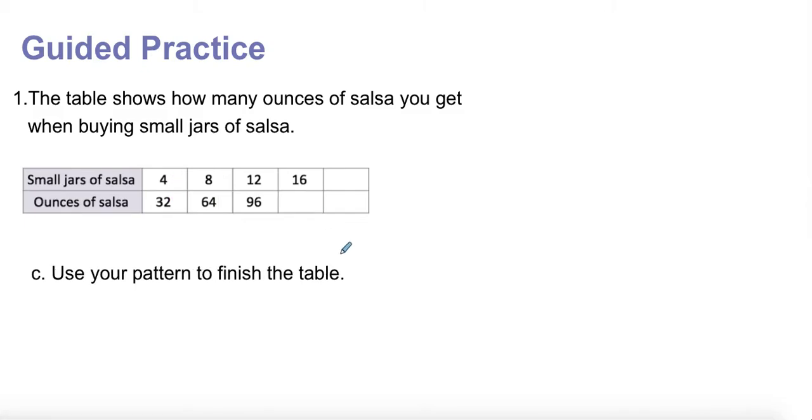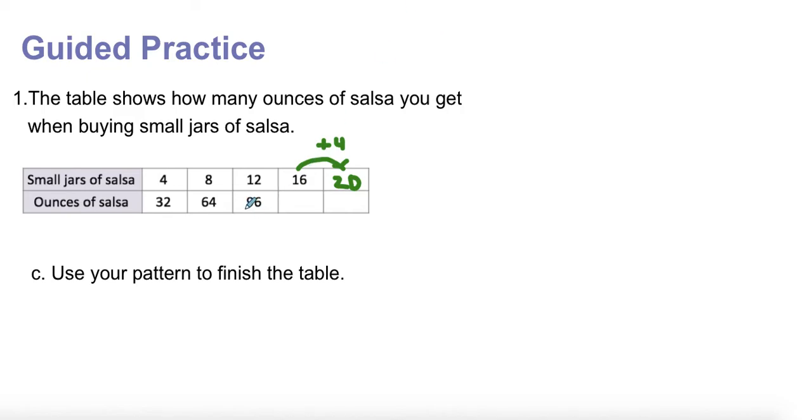Use your pattern to finish the table. I want you to pause this video and take a moment to try to fill it in yourself. When you are done, come back and let's compare your answers. So if we are completing the table, I'm going to use my pattern that we saw at the top. So to go from 16 jars to our next box, I'm going to add by 4. So 16 plus 4 is 20.